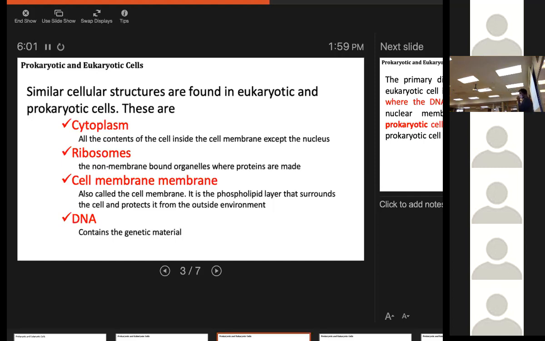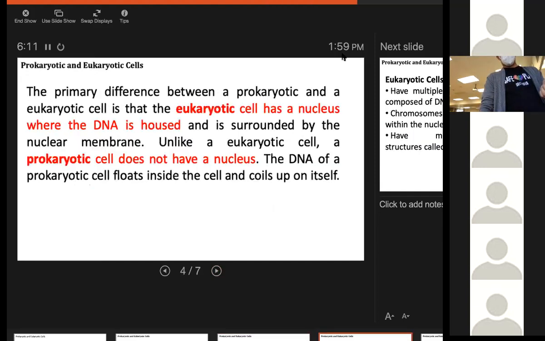So if these are all the similarities, then what are the differences between these two major types of cells? Well, let's talk about eukaryotes first. Well, hang on, sorry. Before we get to that, if you can remember one thing today, this would be a really good thing to remember. Prokaryotes do not have a nucleus.